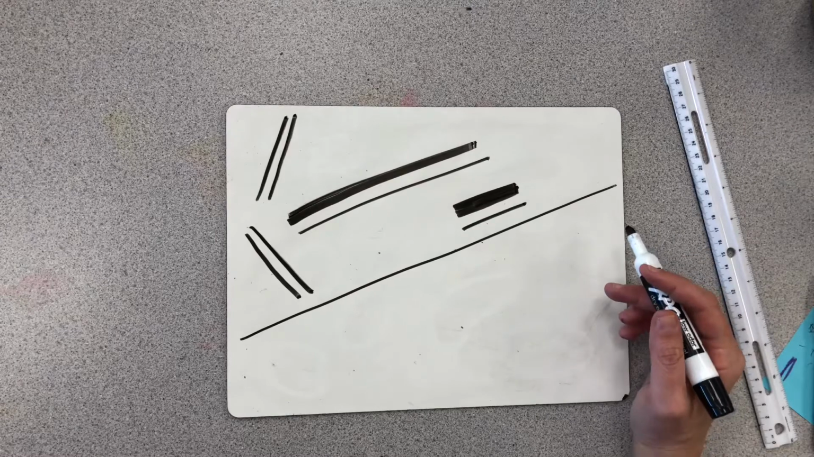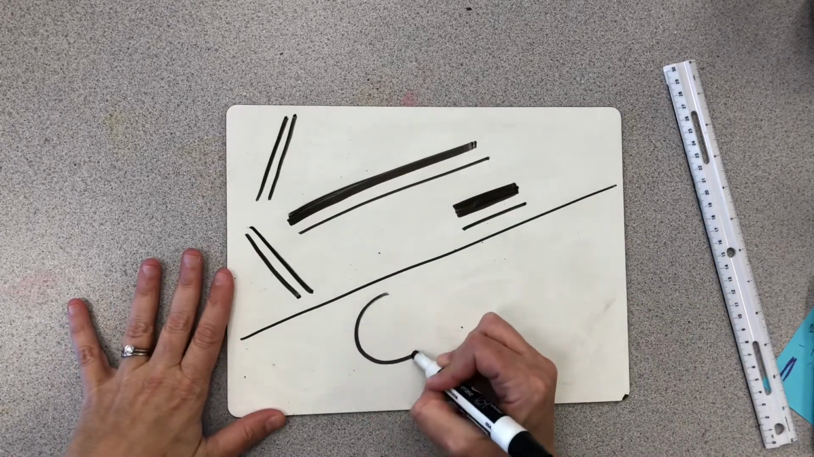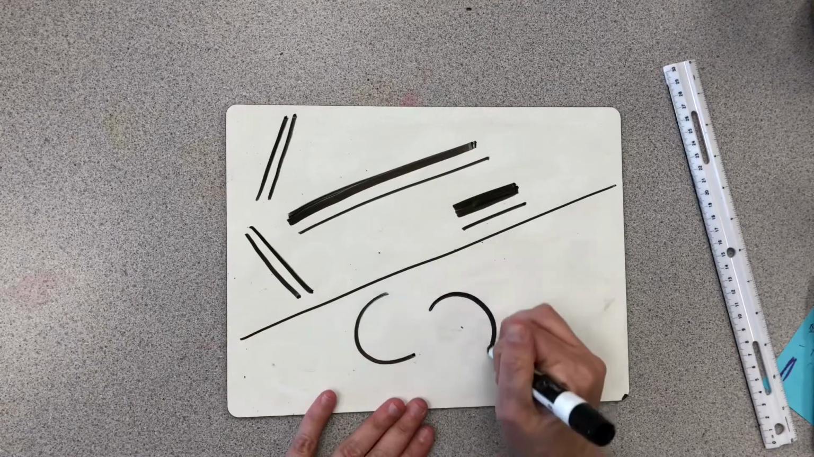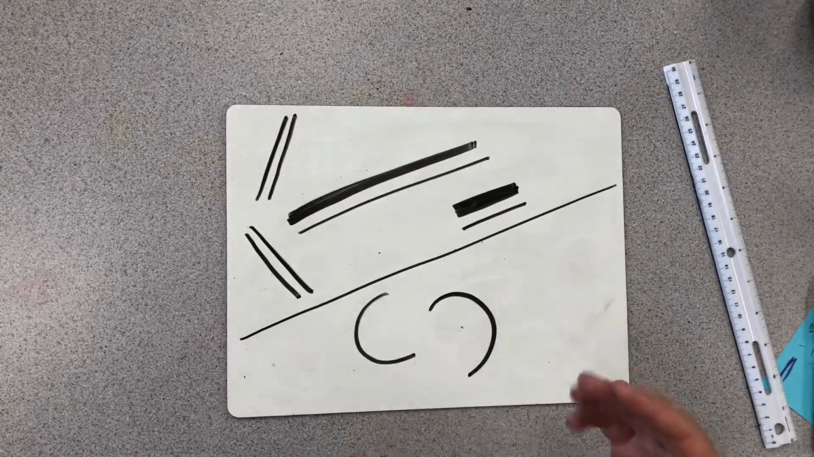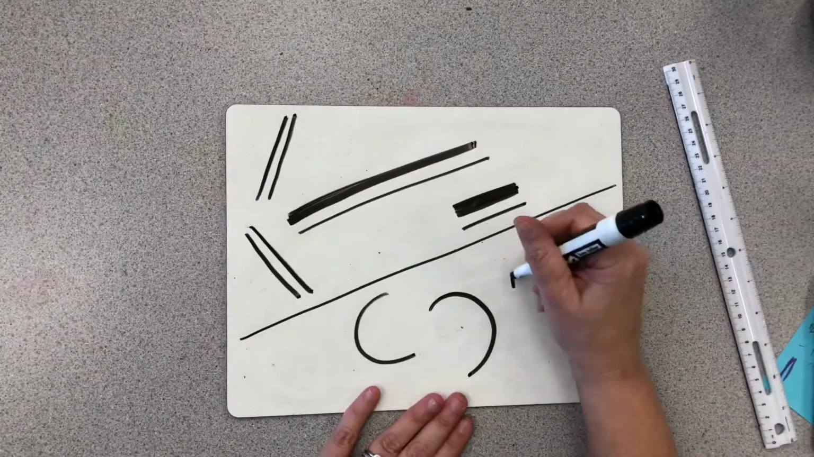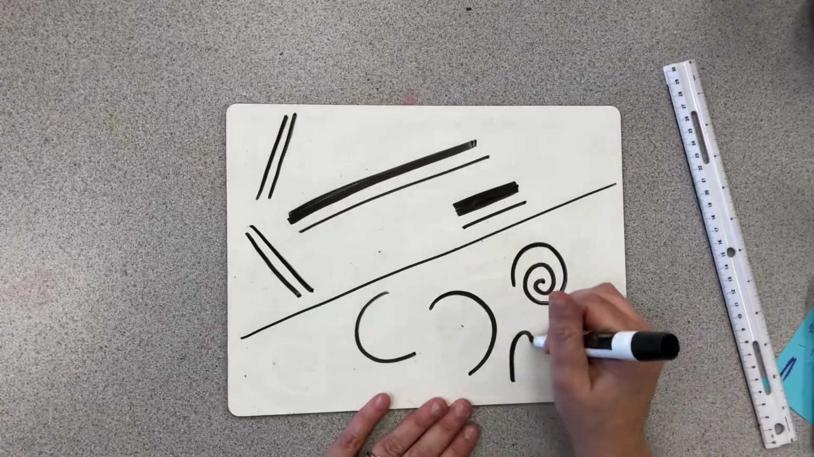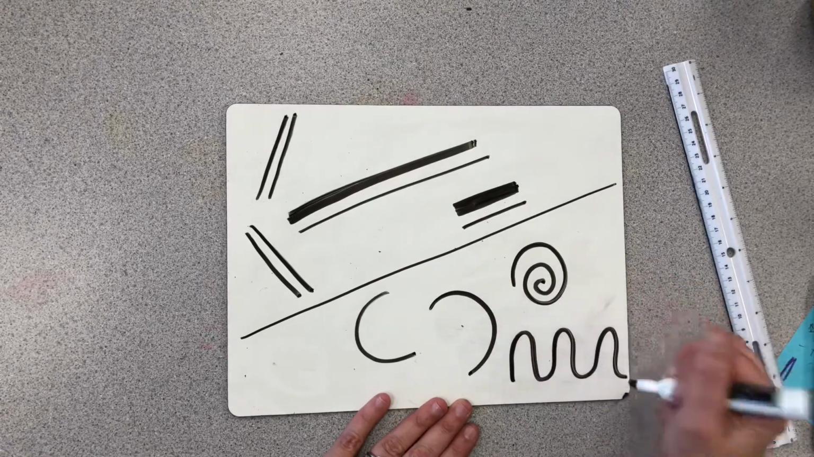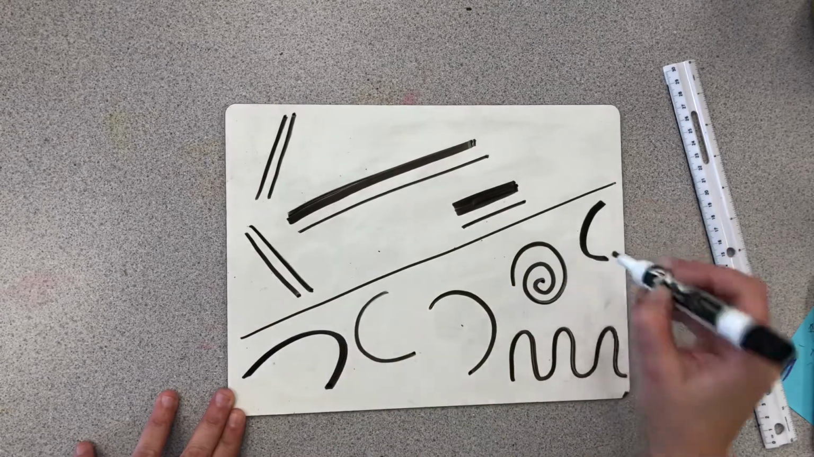Okay, the next line family is the curved line. That is any line that is curved. Okay, it can't have a corner to it though, or a point. It just has to be curvy. So it could be a spiral, it could be waves. Those are all curved lines.